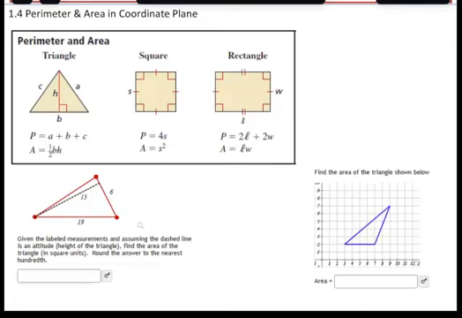Okay, so the first one we're going to look at is that of a triangle. And you should be familiar with this already, that the perimeter of a triangle is just the sum of its sides, A, B, and C. And the area of a triangle is the formula 1/2 base times height.